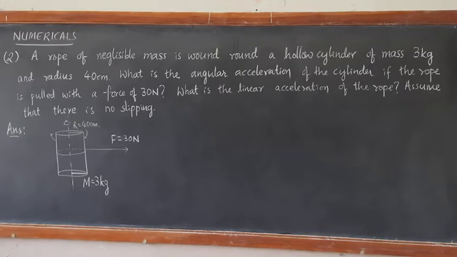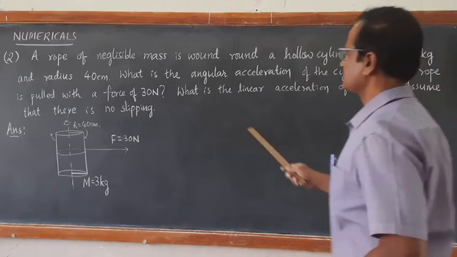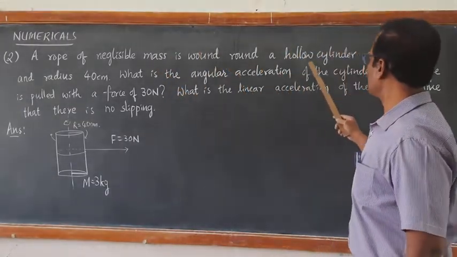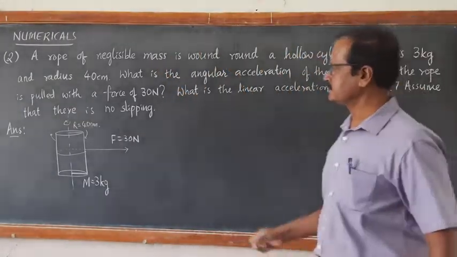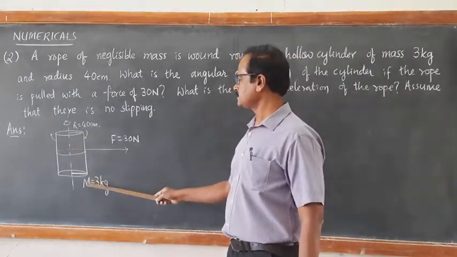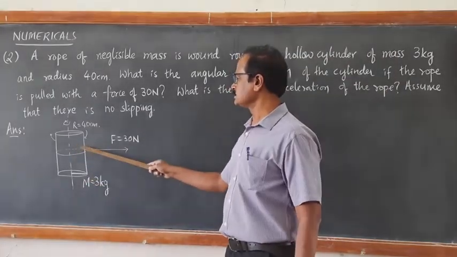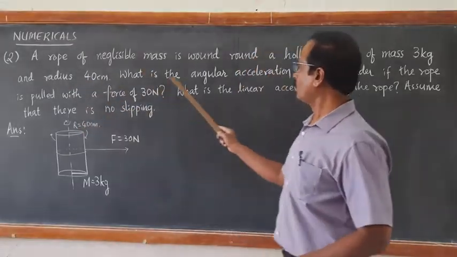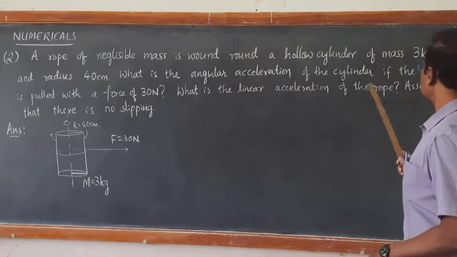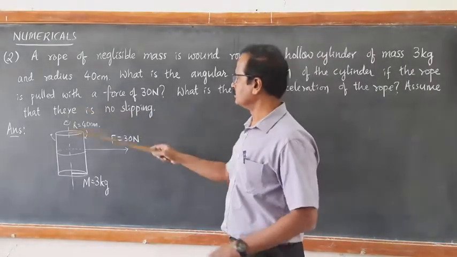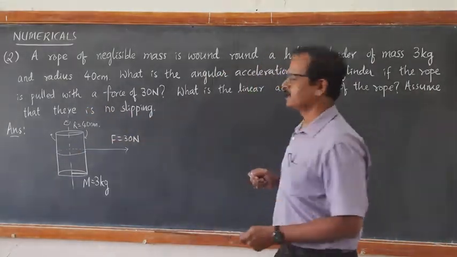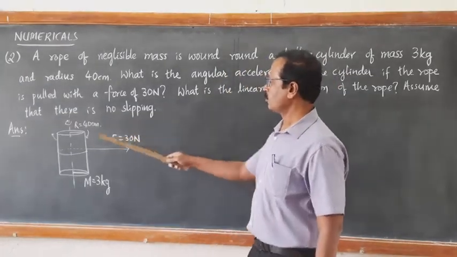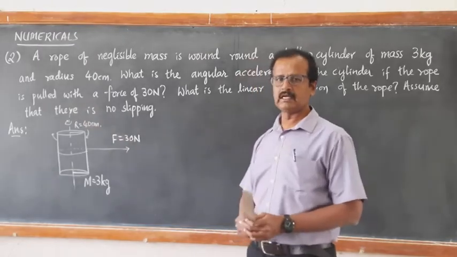Let us see another problem. A rope of negligible mass is wound around a hollow cylinder of mass 3 kg. The radius of this cylinder is 40 centimeter. What is the angular acceleration of the cylinder if the rope is pulled with a force of 30 Newton?